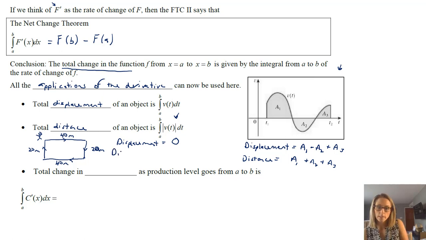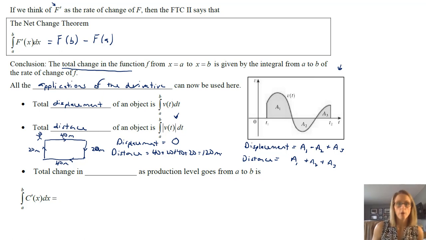Now, the distance the person traveled, we can see, is the person went 40 meters, and then another 20, and then another 40, and then another 20. So, a pretty big difference here: this person went 120 meters in terms of their distance, but their displacement is 0 because they're back where they started when they're done.